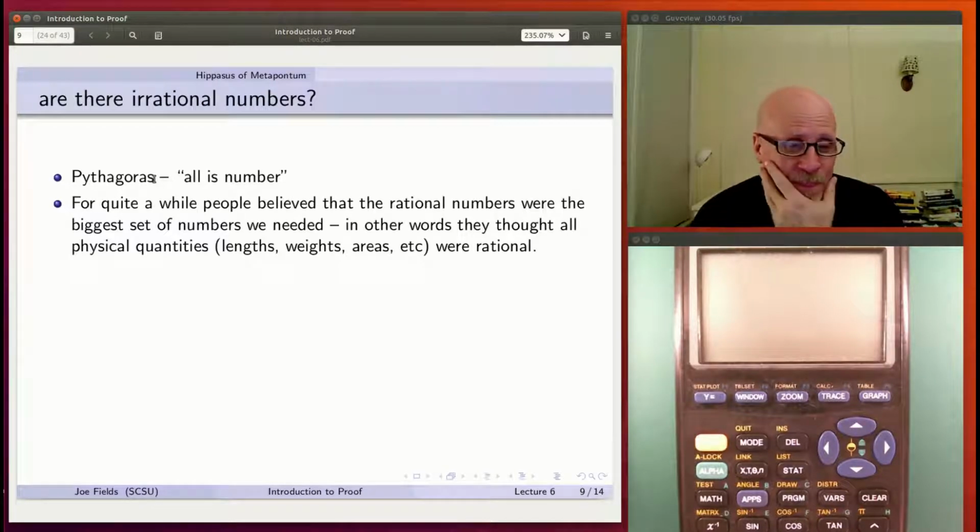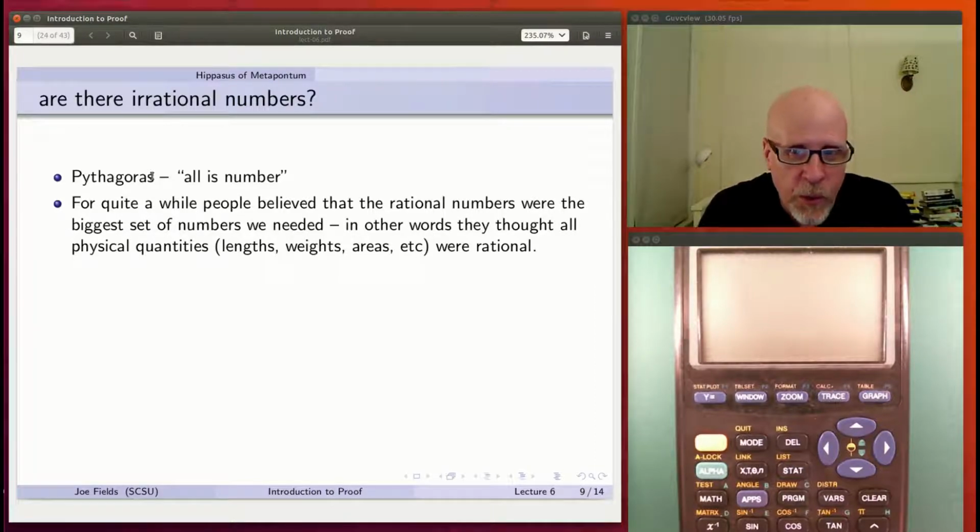Anyway, back to numbers. For quite a while, up until roughly the time of Pythagoras, people believed that rational numbers were it. That's all we needed to do real stuff. So what we now think of as the real numbers, things that measured physical quantities like lengths, weights, masses. I should say masses, not weights, but back in those days they only did weights. Areas, volumes. There's many other things now, but in those days they would probably have settled with this and maybe a few others. Anyway, they thought all these physical quantities could be expressed as fractions.